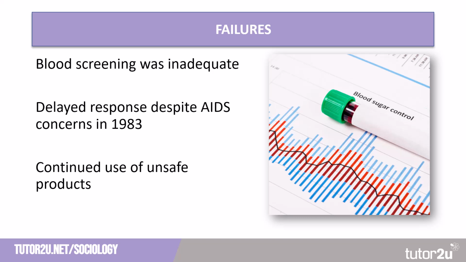In 1983, when concerns about the blood supply were raised in relation to the AIDS epidemic, the government and health authorities were slow to respond. By the late 1980s, safer, heat-treated blood products became available, but the damage had already been done. Victims and their families have since fought for justice, leading to public inquiries and debates over government accountability.